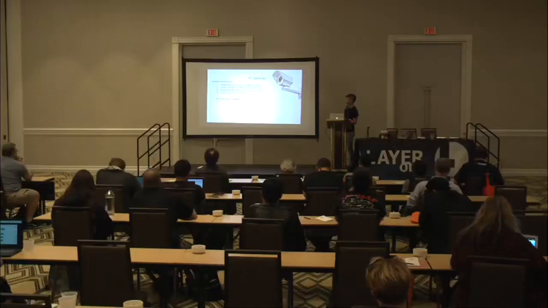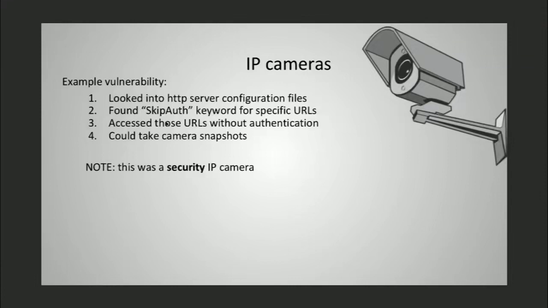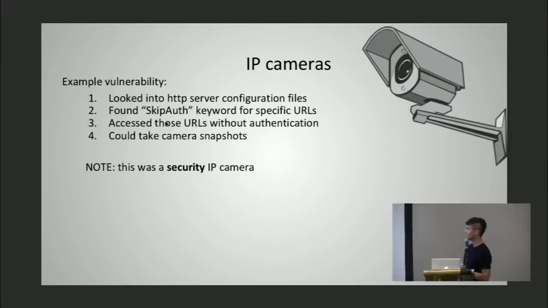And speaking of cameras, IP cameras are another thing that we test regularly. An example vulnerability that we found a while ago was that after we downloaded the firmware and analyzed it, by inspecting the file system we saw that in some configuration files, you could see the skip auth keyword next to some specific URLs, which made us wonder, why do they have this? And if you access those URLs, then you could access them without authentication, as the keyword implies. And with one of them, you could take camera snapshots, for example. And this was a security IP camera, supposedly.